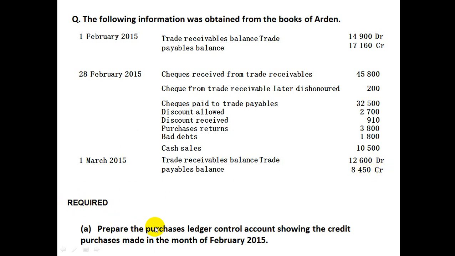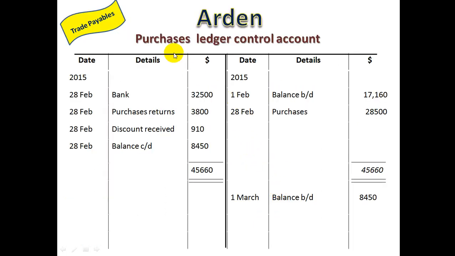The requirement is to prepare the purchases ledger control account showing the credit purchases made in the month of February 2015. It means the balancing figure of this ledger account will automatically give us the credit purchases made in the month of February. Let's have a look at the purchases ledger.